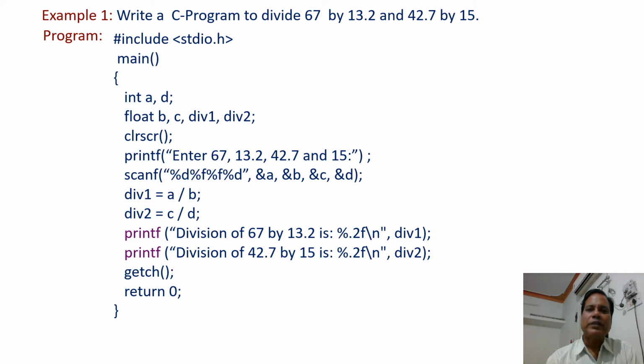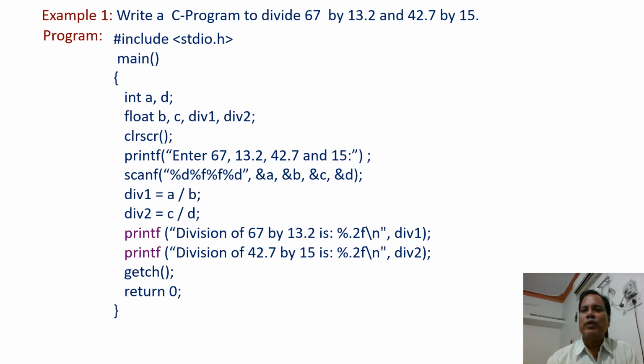Next is main. This is the name of the function, and if only one function is there, its name is always going to be main. Then within open and close braces we write our code. In the beginning we declare the variables. How many variables are needed depends on how much data we have to enter and how many results are to be displayed.